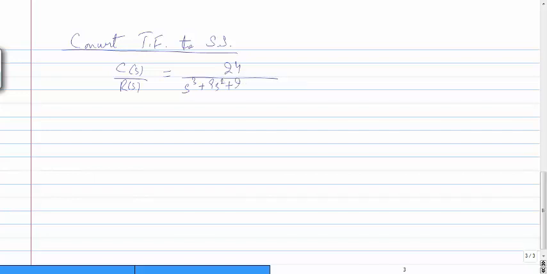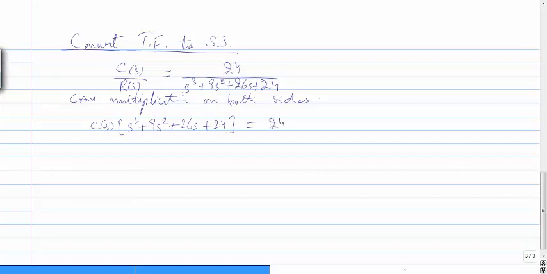The denominator is s cube plus 9s square plus 26s plus 24. Now how do we do that? Just do cross multiplication on both sides. So when we do that, we have to multiply C of s by s cube plus 9s square plus 26s plus 24, equal to 24 times R of s.